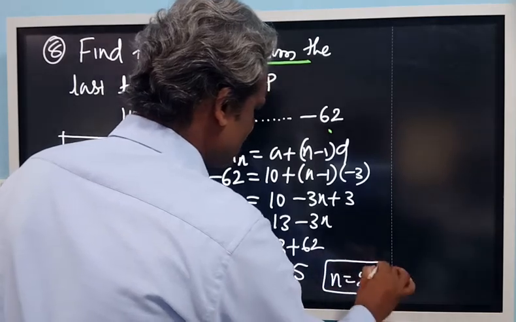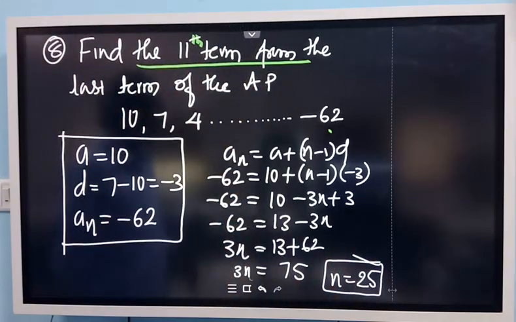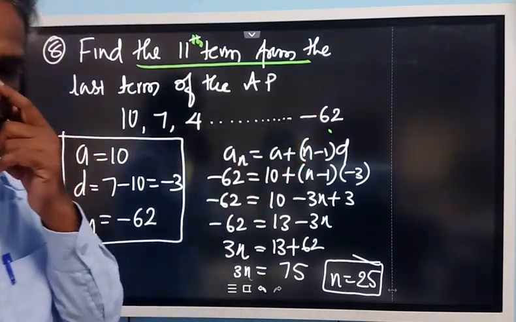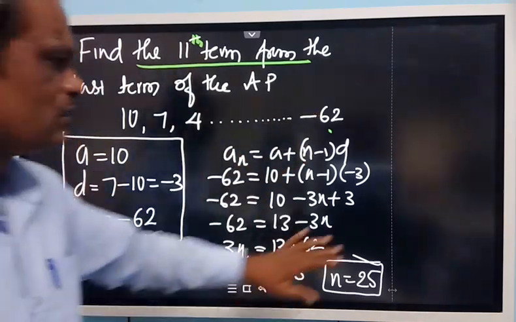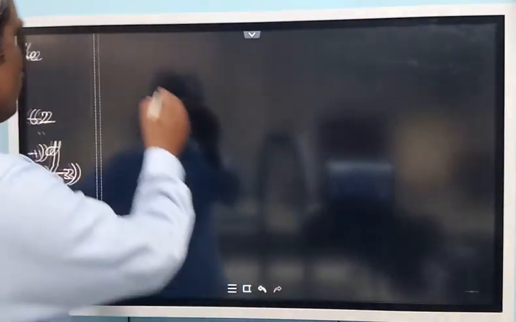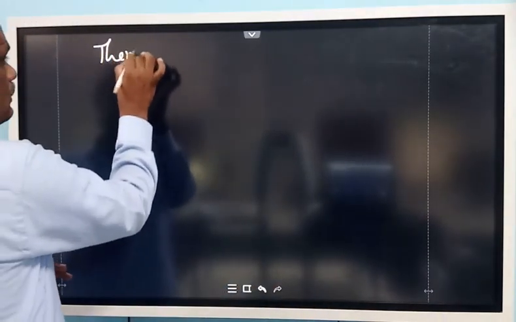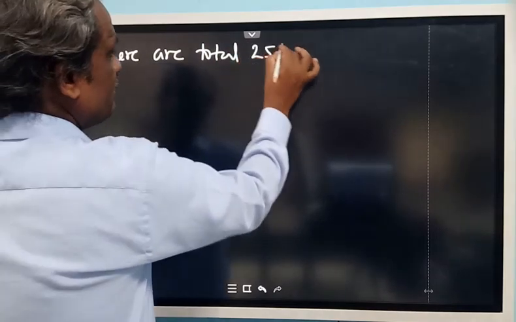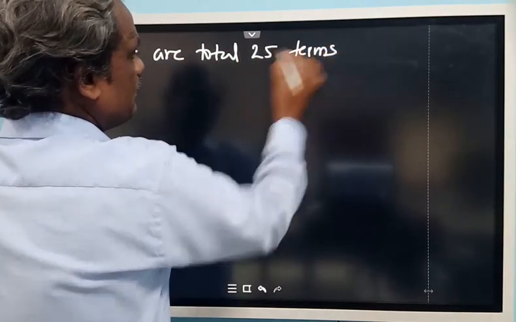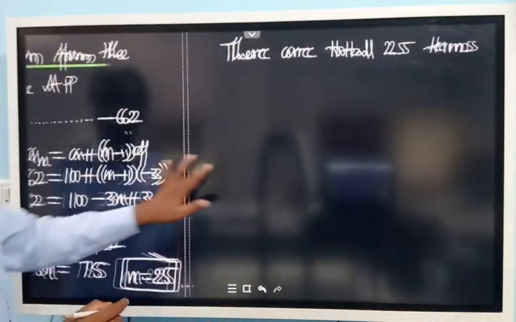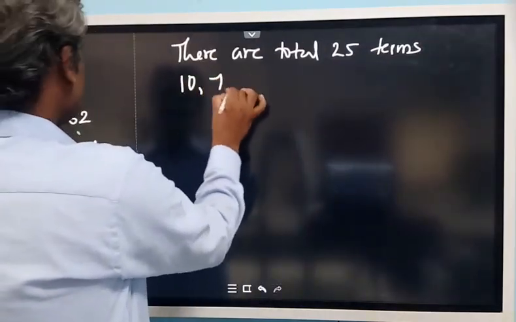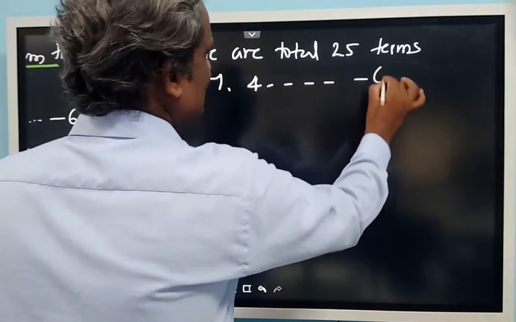So how many terms are there? Totally we have 25 terms in this list. There are a total of 25 terms. Now come to this question once again. I will write this AP once again for your understanding: 10, 7, 4, and the last one is minus 62.